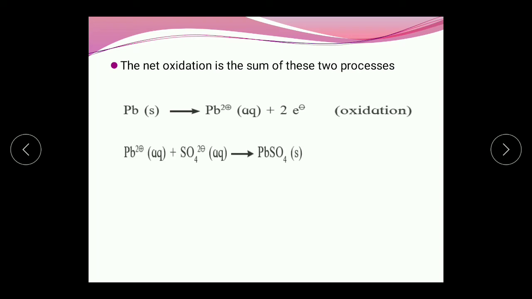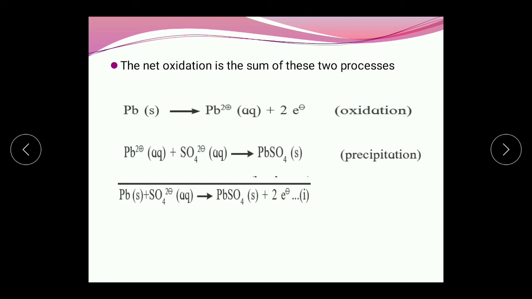The net oxidation then will be the sum of these two reactions. So, let us see the reactions. Pb gets converted into Pb plus 2 with the removal of 2 electrons. This is the basic oxidation reaction. But followed by this reaction, what happens is this. Pb plus 2 ions react with SO4 minus 2 ions to give lead sulfate. This is precipitation reaction, and the net oxidation occurring at anode will be the sum of these two reactions. This is first reaction, which is overall oxidation.